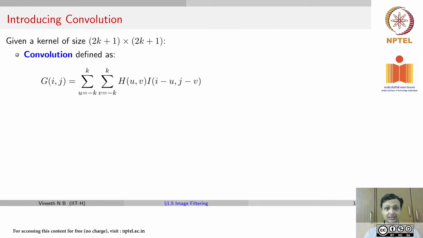So convolution is very similar to cross correlation. The main difference here is, given a kernel of size 2k plus 1 cross 2k plus 1, given an input image I and a filter H, your output is, but this time, H of u comma v into I of i minus u and j minus v. What are you doing here? When you're doing the operation itself, you're double flipping the filter so that your output turns out to become the same as the filter itself.